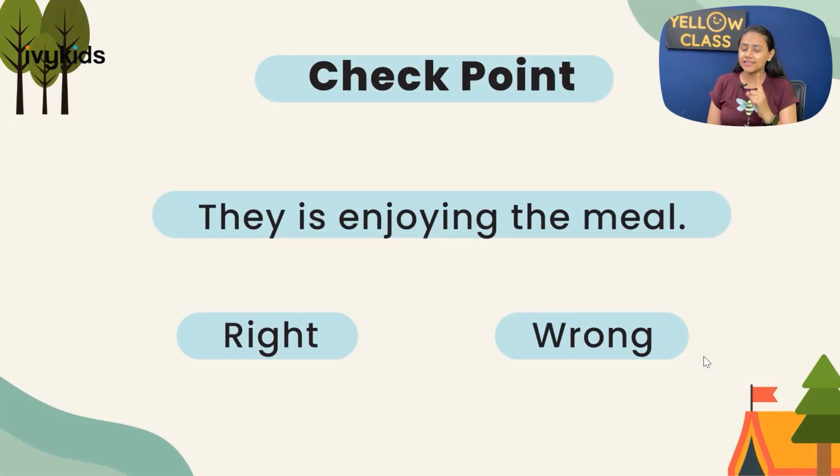If you think the sentence is right, then write R in the comment. If you think it's wrong, then write W in the comment. Some quick responses, everybody. Come on. They is enjoying the meal. Right or wrong? R or W? Come on, everyone. Yes. Okay. R or W? Right or wrong? Come on. Yes. They is enjoying the meal is an absolutely wrong sentence, because with they we put are, A-R-E. So it's wrong. W. Yep.